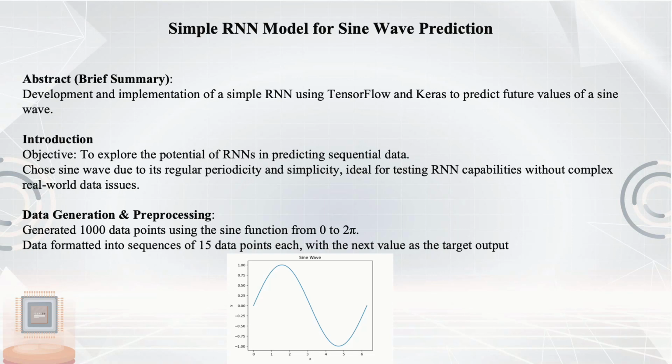The main aim of this simple RNN model with sine wave prediction project is to investigate the potential of recurrent neural networks for predicting sequence data. These types of networks are particularly good at dealing with time series because they can retain information about previous points. The sine wave is the target sequence since it has regular periodicity, which allows testing RNN's predictive abilities without introducing complexities found in real-world time series data.